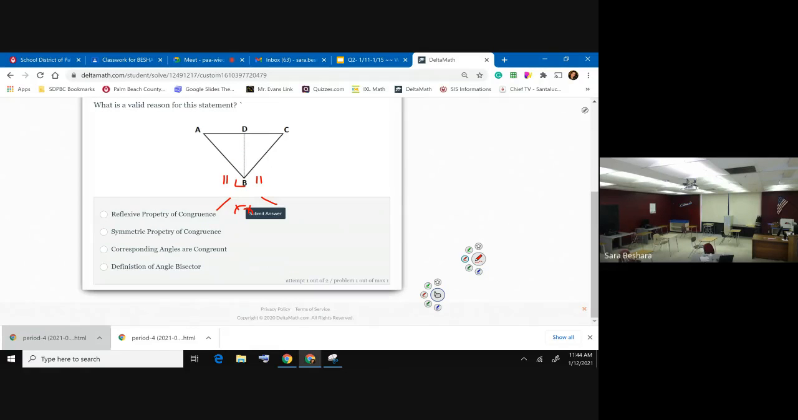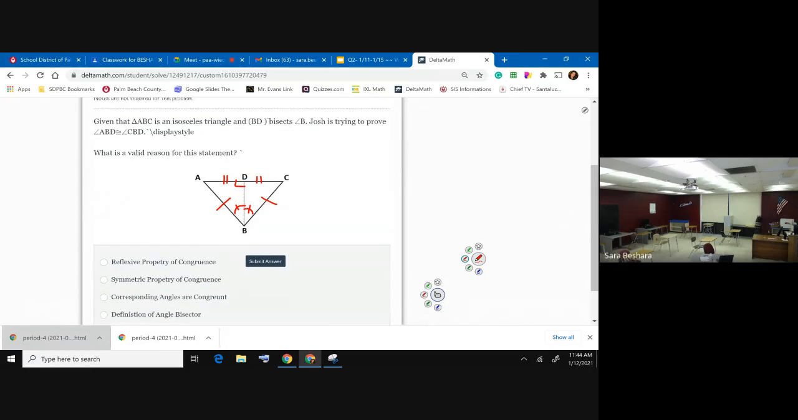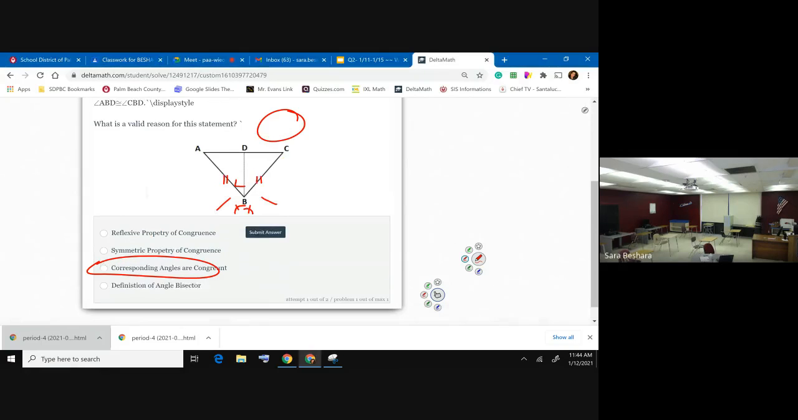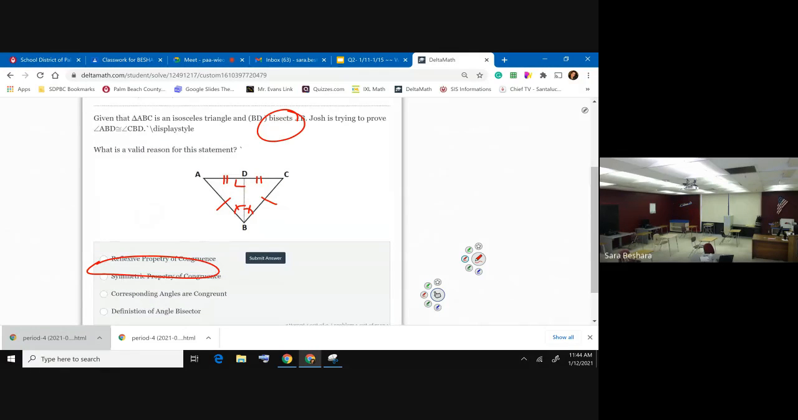If you don't know what's going on, but you see the word bisect, I would look at all four choices and I would see that, oh, it's the definition of angle bisector, because I can't see the word bisect on the top. But that's really what it is. When you have a side that bisects an angle, which means BD bisects angle B, it divides it into two congruent angles. So yes, ABD is congruent to CBD. So it is the last option, definition of angle bisector.